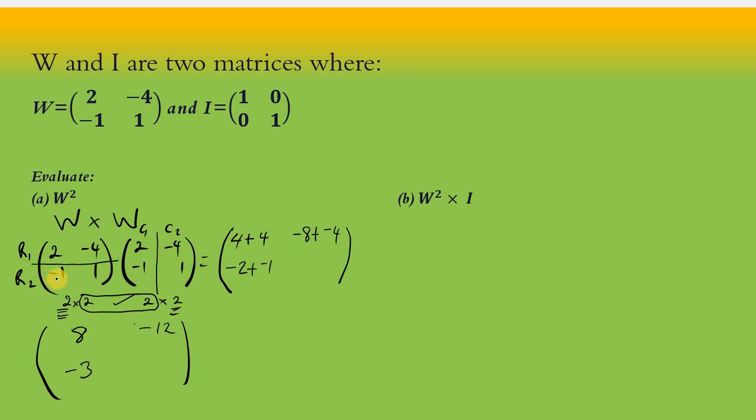-1, the first entry, times the first entry. -1 times -4. That's +4. And the second entry now, 1 times 1. So it's the second entry of row 2 by the second entry of column 2. And 1 times 1 is 1, so we're going to add that. Now what is 4 plus 1?